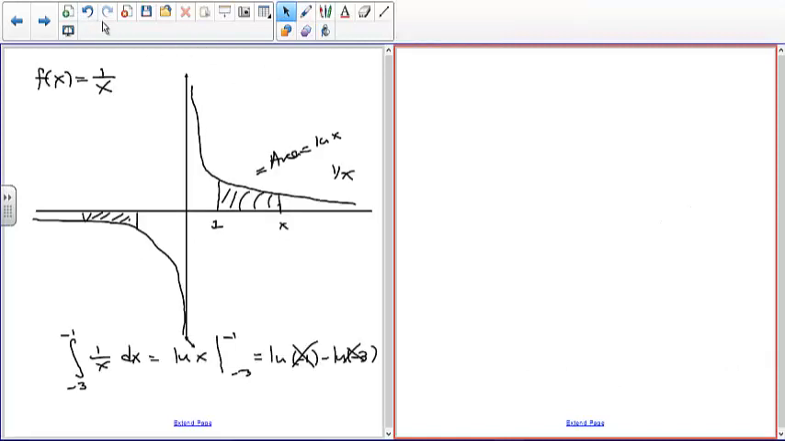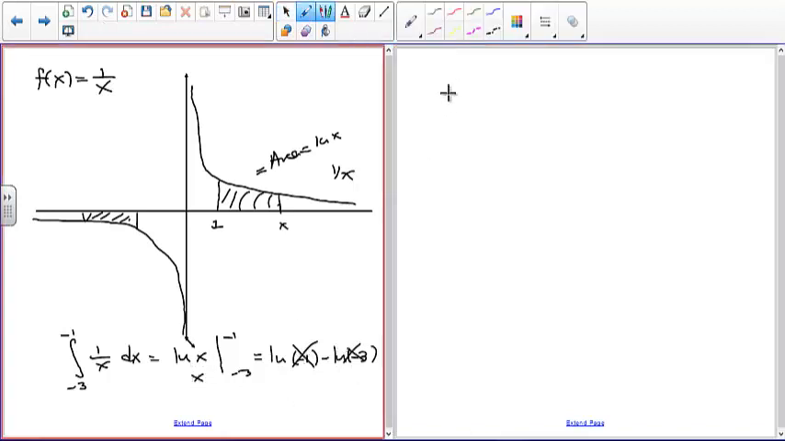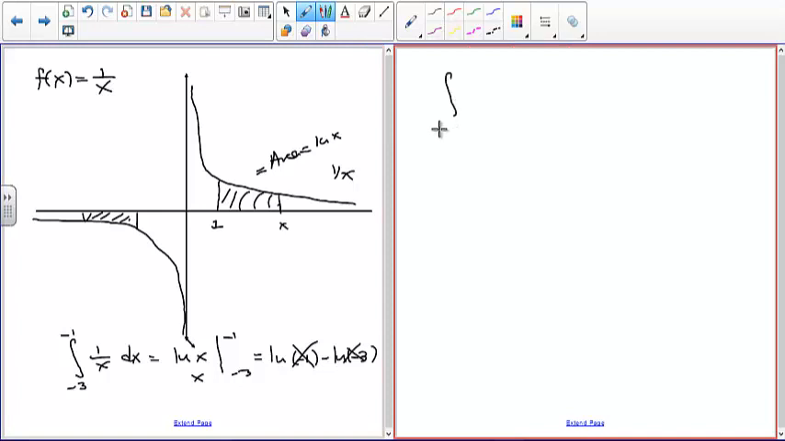Well, that's not the correct answer. If we say, what's the integral from -3 to -1 of 1 over x dx, and we say that's equal to the natural log of the absolute value of x, and evaluate that between -3 and -1. So if we plug in the upper limit, we'll have the natural log of the absolute value of -1 minus the natural log of the absolute value of -3.